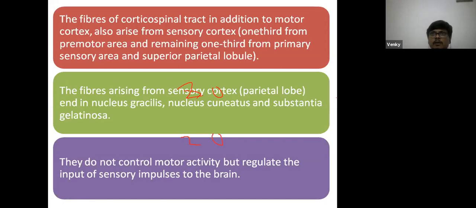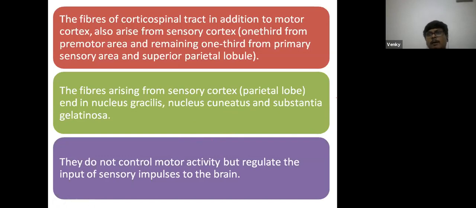The fibers of the corticospinal tract, in addition to the motor cortex, also receive fibers from the sensory cortex. That is 1/3 from the premotor area and the remaining 1/3 from the primary sensory area and superior parietal lobe. The fibers from the sensory cortex end in the nucleus gracilis, nucleus cuneatus and substantia gelatinosa, and they do not control motor activity. Hence, they regulate the sensory impulses of the brain.